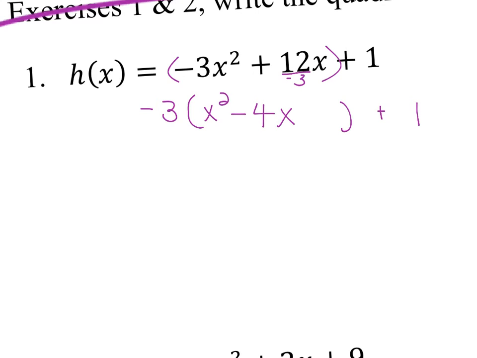Then I have to figure out what's going here. So I take that b, which is negative 4. I ignore the sign because the sign won't matter once I square it. I divide it by 2, so 4 divided by 2 is 2, and then I square it and I get 4. That's what I add inside the parentheses, and I subtract from outside the parentheses.